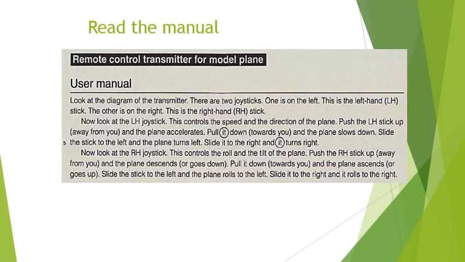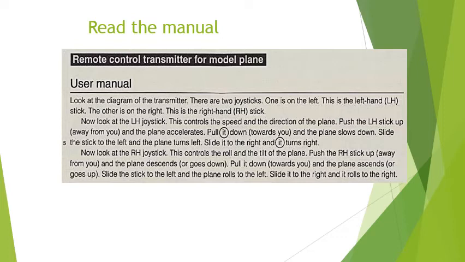This is the reading paragraph of the remote control. Give yourself time to read it first, and then I'm going to read it with you. So let's assume that you give yourself the time to read it. So it's about the remote control transmitter for a model plane. User manual. Look at the diagram of the transmitter.